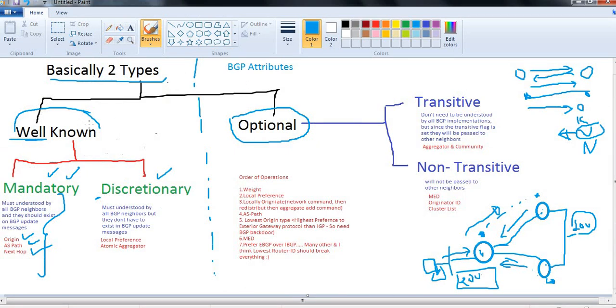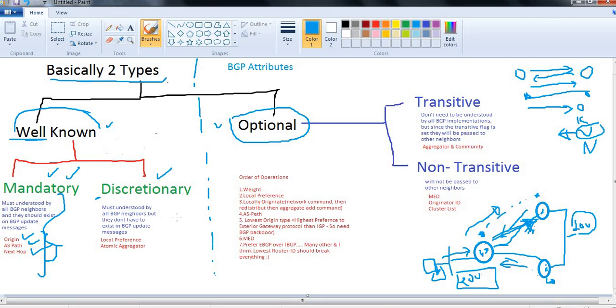Basically, there are two types of attributes: well-known attribute and optional attribute. In the well-known attribute, we have two categories: mandatory and discretionary. Mandatory is the one which needs to be understood by all the BGP neighbors. This one should understand, this one should understand, and the third router should understand. And also, it should be carried in every update packet. Whenever it is sending any BGP update packet, it should have these three attributes. So these are always carried: origin, AS path, and next hop. Why these are carried, we will discuss in a separate video.